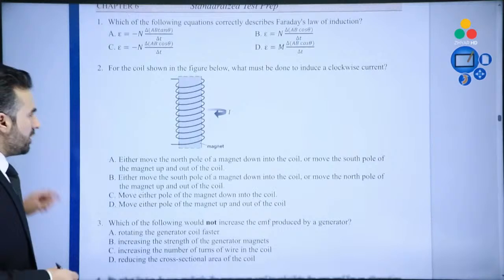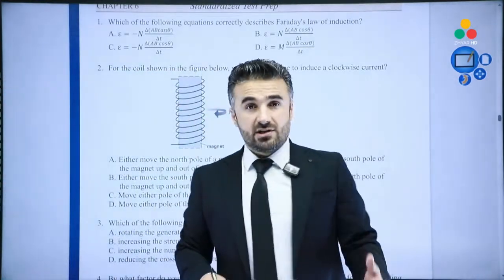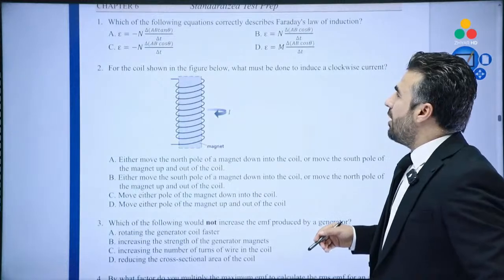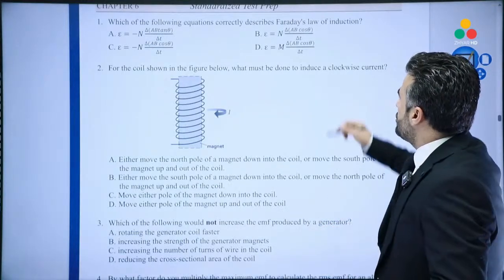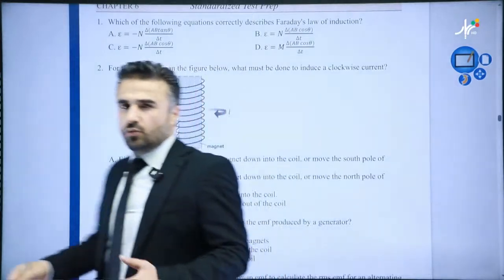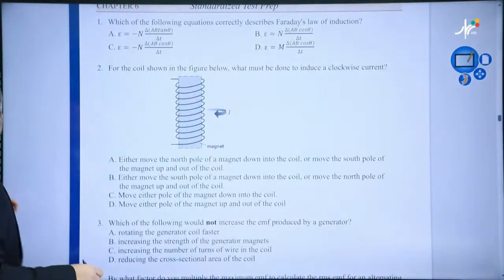Okay, now take a look at question 2, which is also very interesting. What does it say? It says, for the coil shown in the figure below, what must be done to induce a clockwise current here? So now take a look. It says clockwise current, yeah?